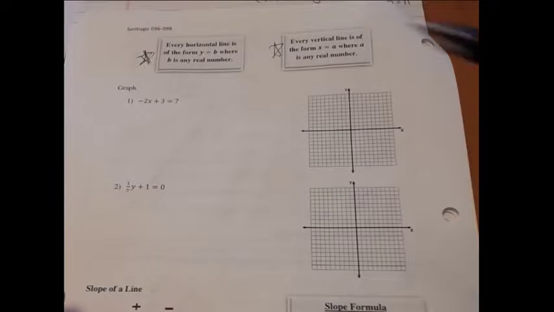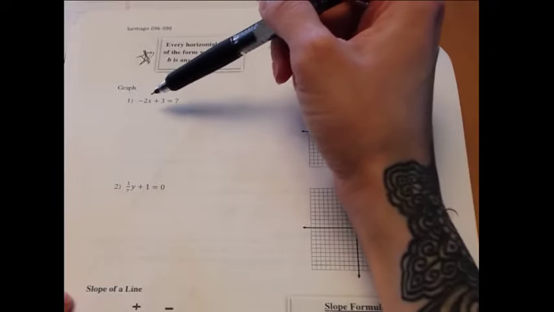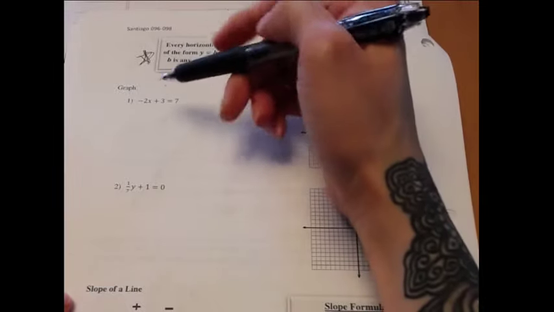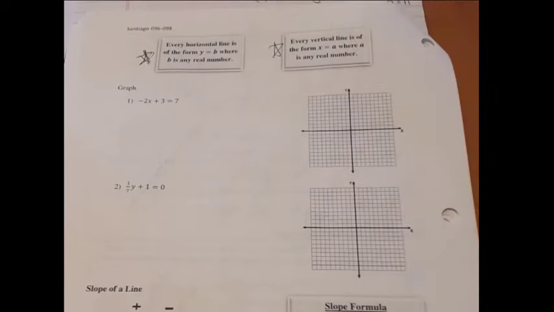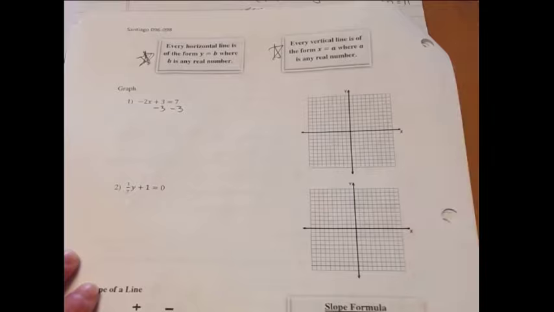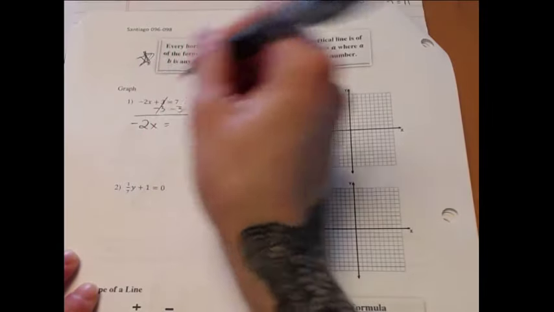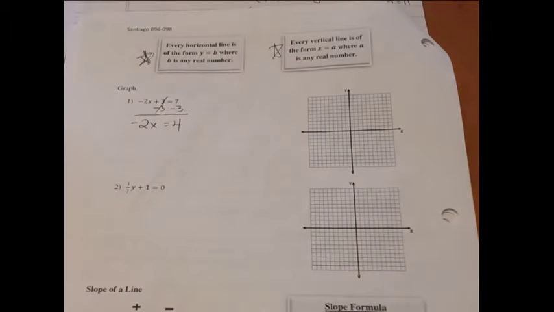For number 1, notice that I only have an x variable. I don't have a y here. So my only approach would be to solve for x. That's the only thing I can do. So if we took a step forward, we would subtract the 3 from both sides. That would leave me with negative 2x is equal to 4.